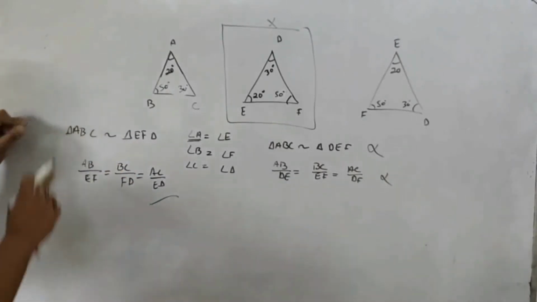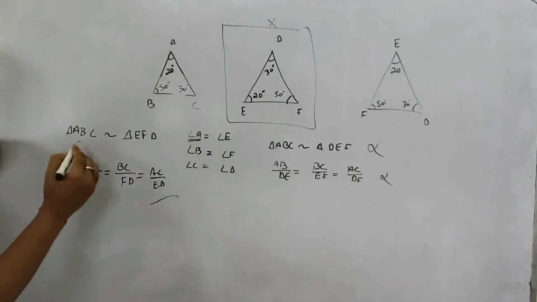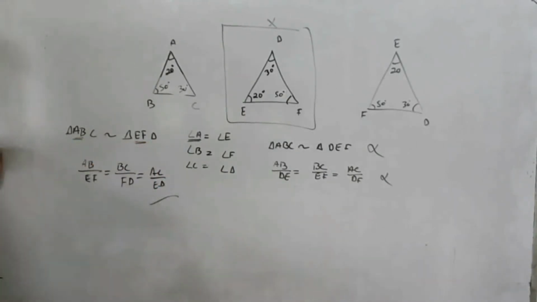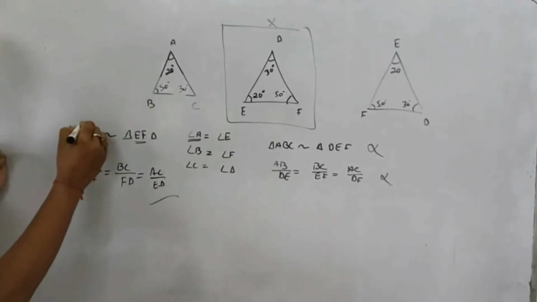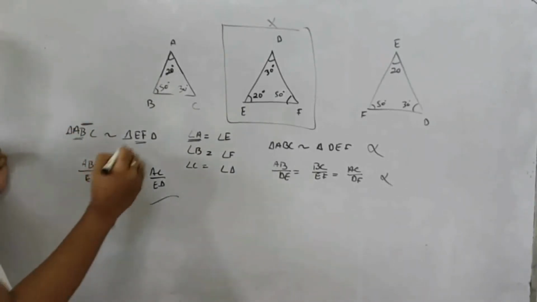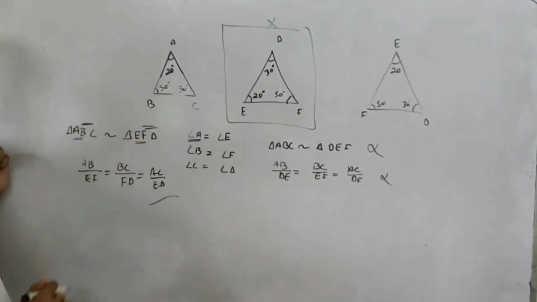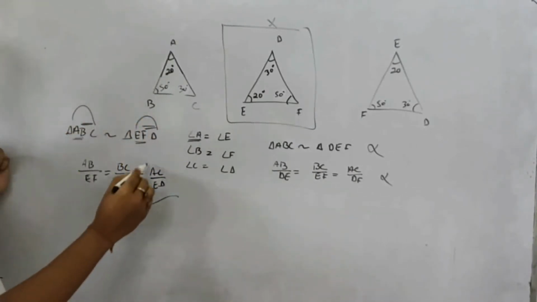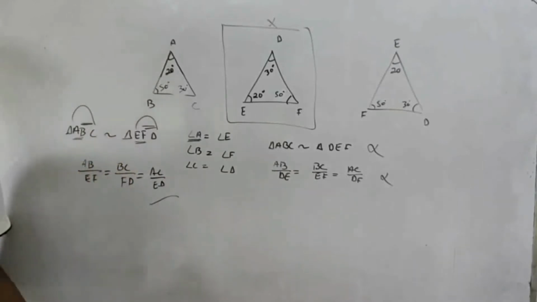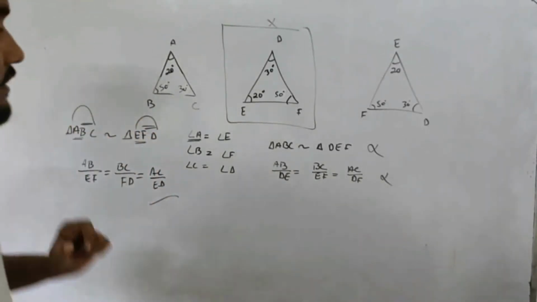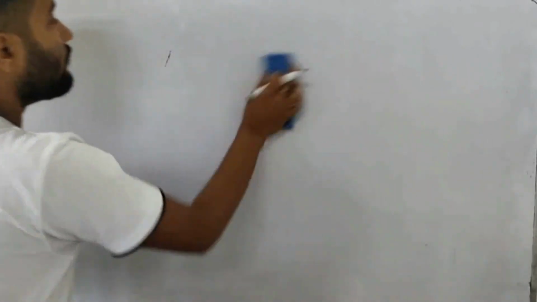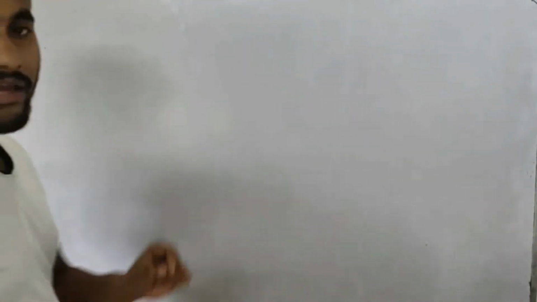Okay. This thing you can find from here also. See, AB by EF, first two, okay, AB by EF. This one, second and third, BC by FD. Then first and third, AC by ED. So you can find from here also. So this is a simple trick for all of you, which you can apply in the exercise.